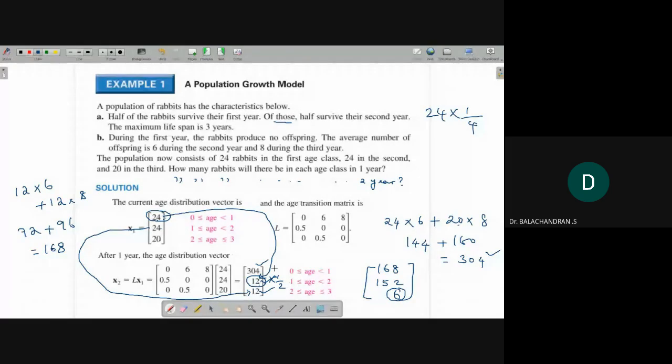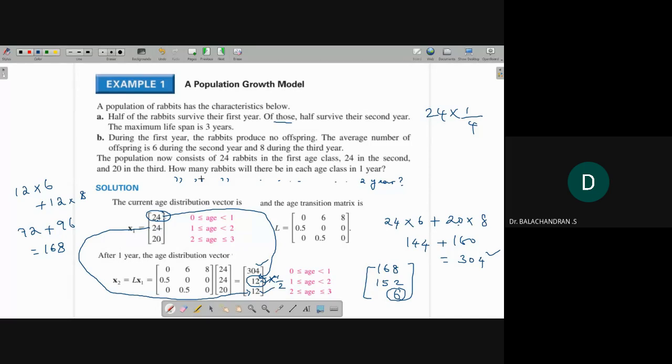Now once you got the matrix L, how to get the age distribution vector after 1 year? X2 equals L into X1. L is the age transition matrix, and X1 is this X1. If you multiply these two matrices, you get 3, 0, 4, 12, 12. So already I told you how to get this without using matrices. X2 answers the question they're asking: how many rabbits will be there in each class after 1 year? The problem is completely over.